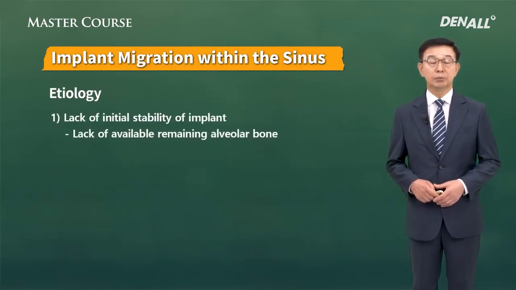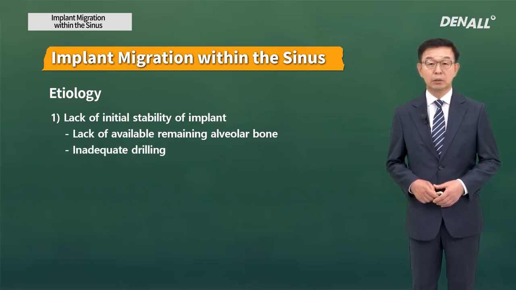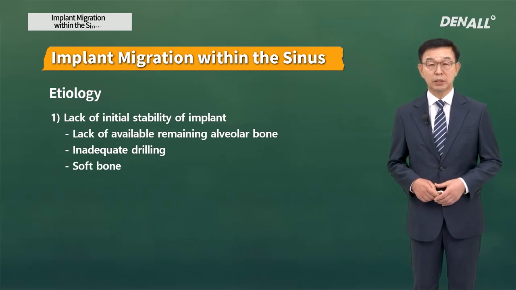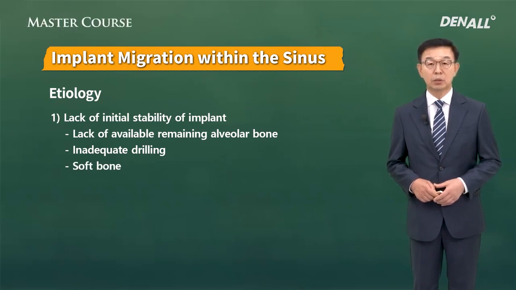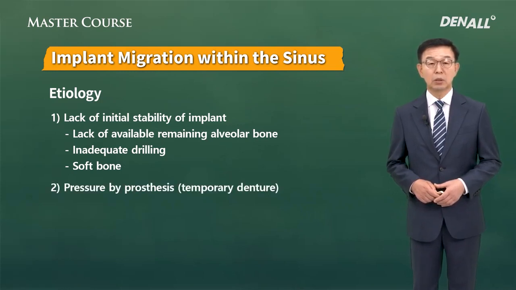When the implant is placed, the initial stability may not be good. In other words, drilling was not done properly or the bone was very soft. And as the implant was being placed, it migrated into the sinus. Another cause would be the masticatory force applied to the temporary prosthesis during the observation phase.